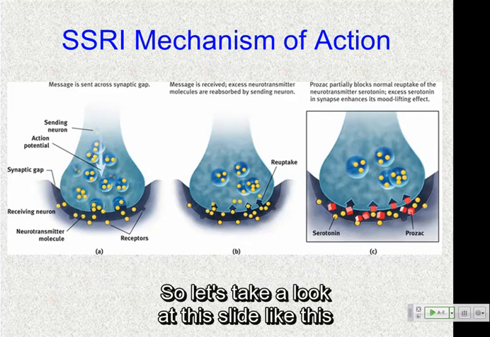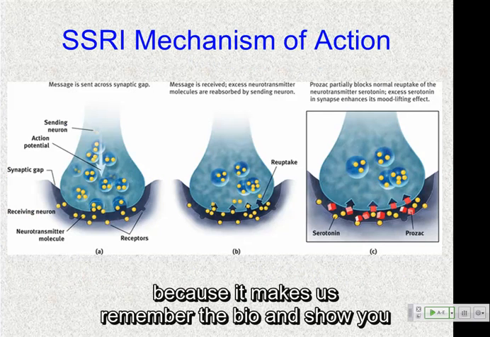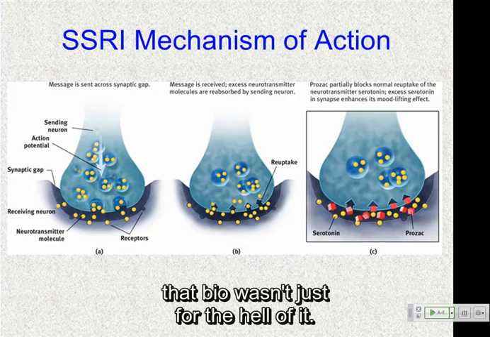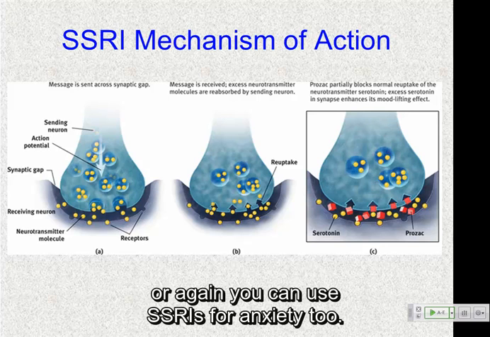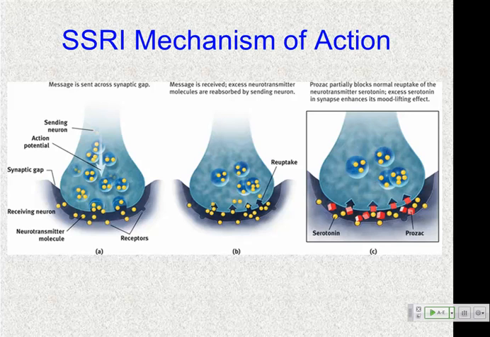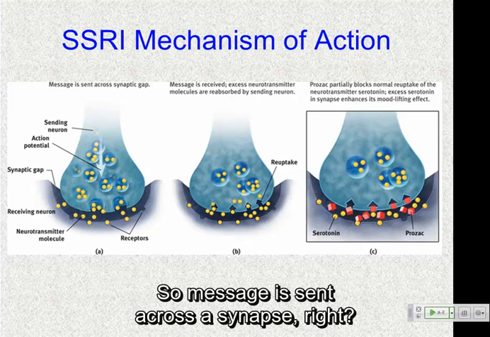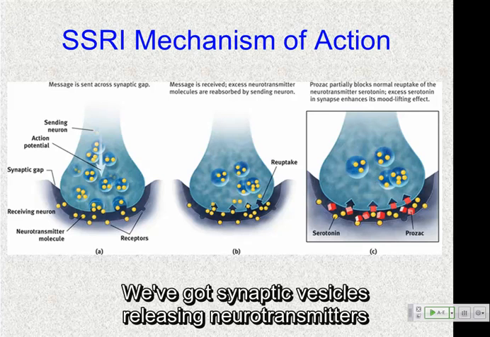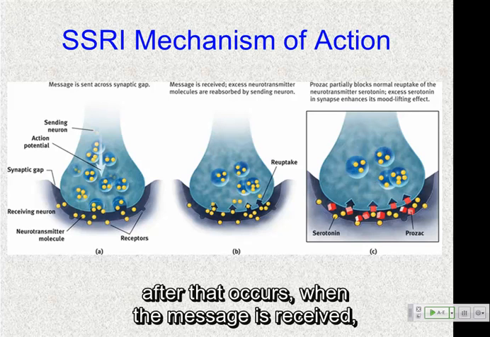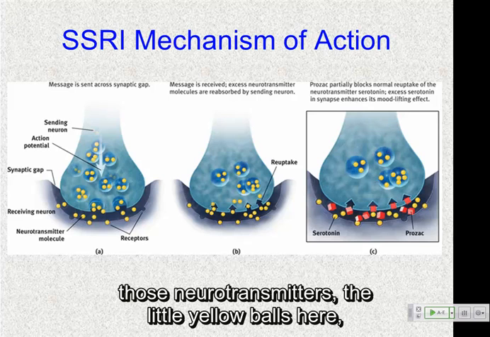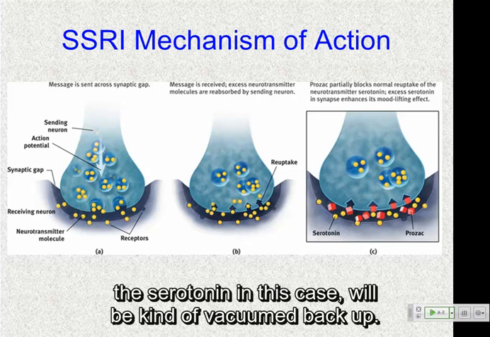So let's take a look at this slide, and I like this because it makes us remember the bio and shows you that bio wasn't just for the hell of it. It's directly related to things like depression, or again, you can use SSRIs for anxiety too. So messages are sent across the synapse, right? Chemical between. We've got synaptic vesicles releasing neurotransmitters, which are then binding to receptor sites. And usually, after the message is received, those neurotransmitters, the little yellow balls here, the serotonin in this case, will be kind of vacuumed back up.